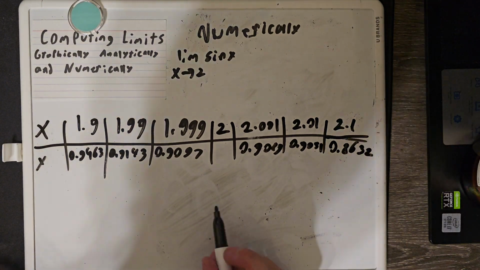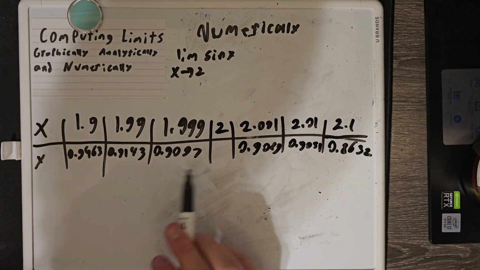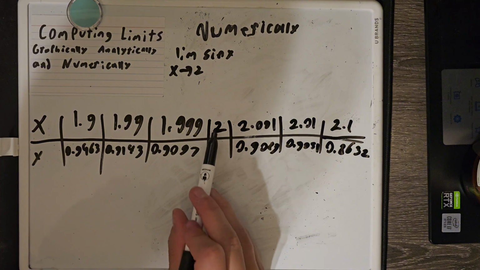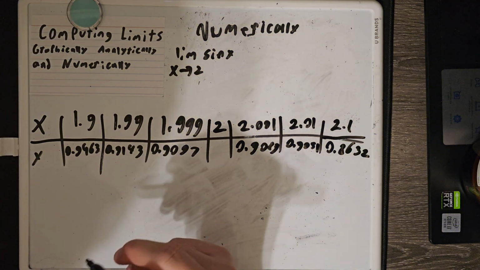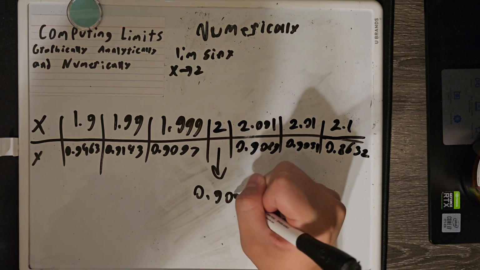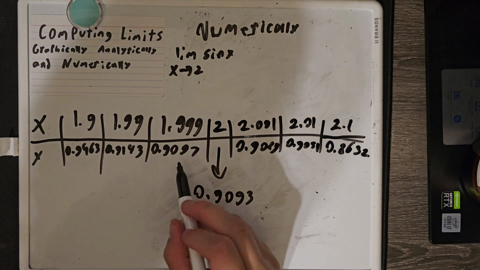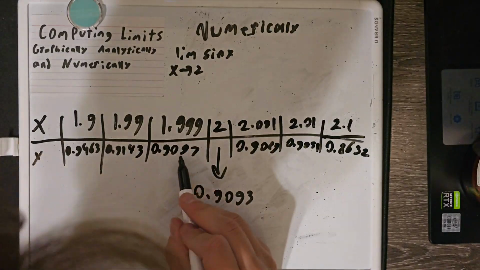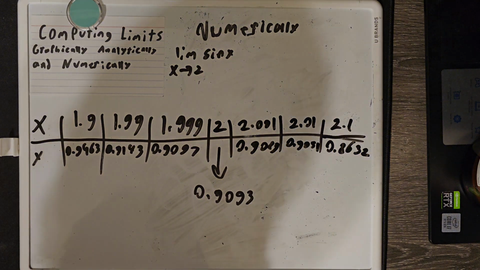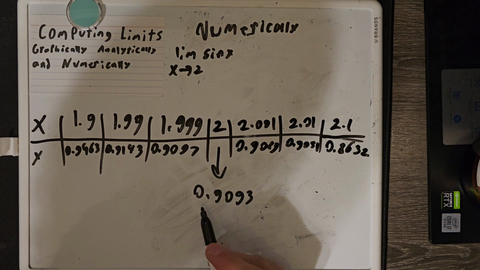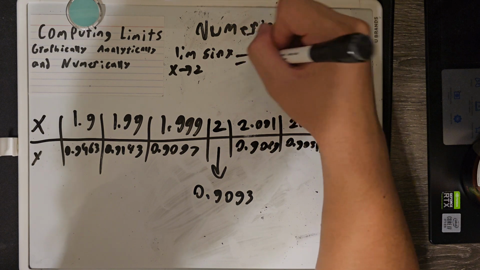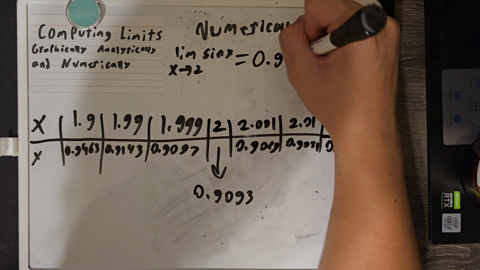Now, if you notice, in between here, these numbers start to get very close to a certain value for 2. This value is 0.9093. It's directly in between 0.9097 and 0.9089. Now, since this is our value for 2, this means that the limit of sine of x as x approaches 2 is equal to 0.9093.